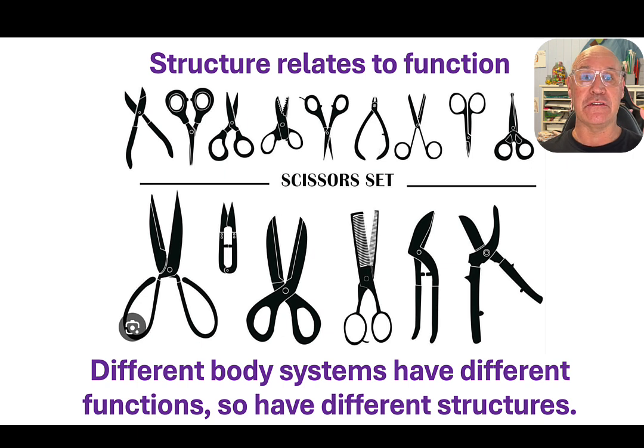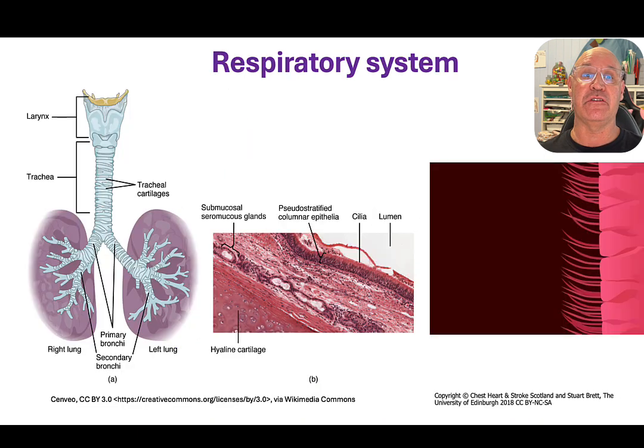A nice way for us to look at this is by going through some examples. A couple of examples with the respiratory system. Of course, the function of the respiratory system is gas exchange, to bring gases down through the trachea and into the lungs. So firstly we're going to look at the trachea here.